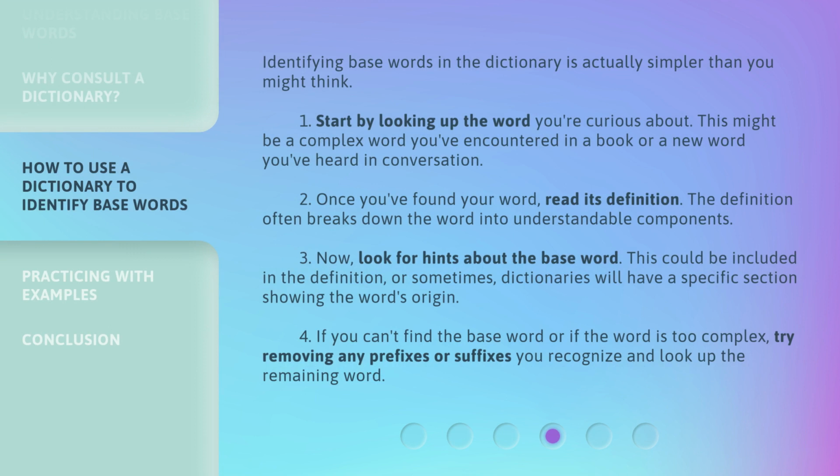Identifying base words in the dictionary is actually simpler than you might think. 1. Start by looking up the word you're curious about. This might be a complex word you've encountered in a book or a new word you've heard in conversation. 2. Once you've found your word, read its definition. The definition often breaks down the word into understandable components. 3. Now, look for hints about the base word. This could be included in the definition, or sometimes, dictionaries will have a specific section showing the word's origin.